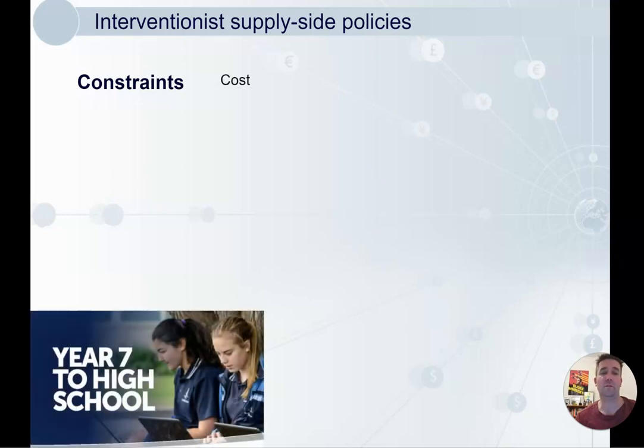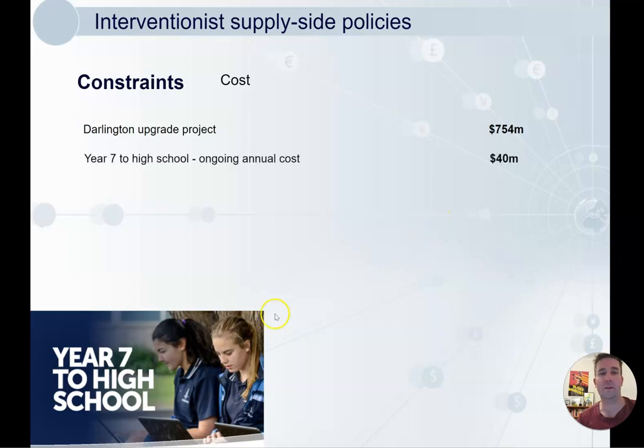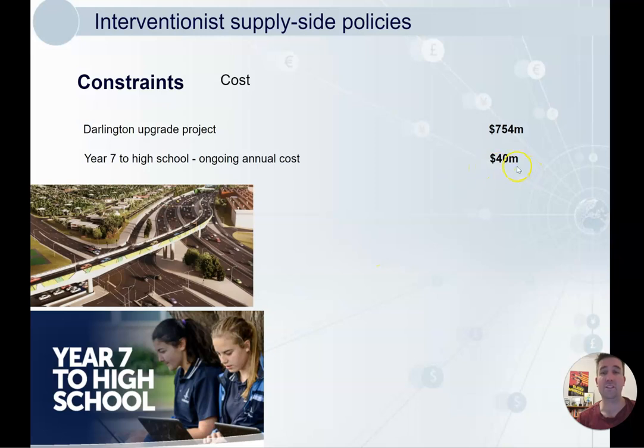Okay, and cost. So Darlington upgrade, $754 million it cost, which clearly doesn't match that picture, but this one does. Year 7s to high school, ongoing annual cost, apparently budgeted $40 million. And the transition to that was a lot bigger as well, because they had to build buildings at a lot of schools. So there was a huge capital upfront cost as well to that. So time lags, cost, big constraints here.